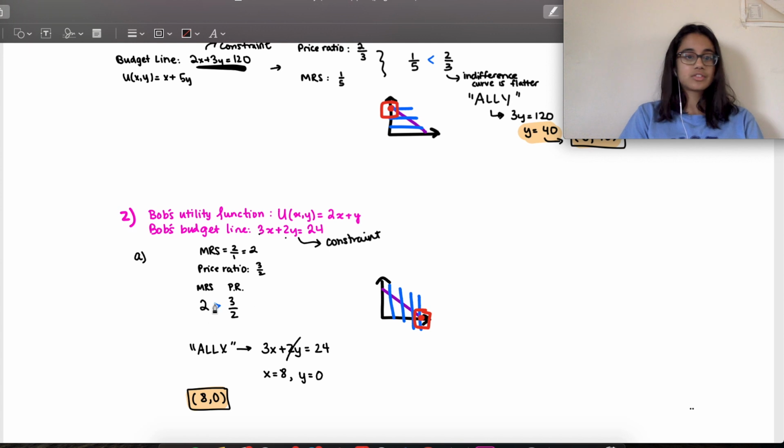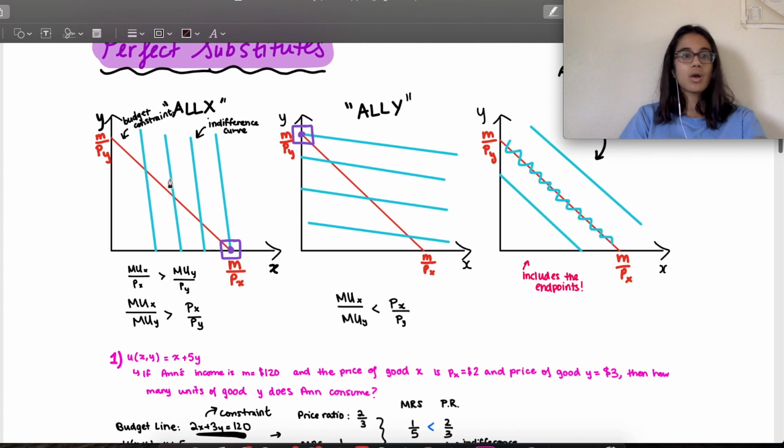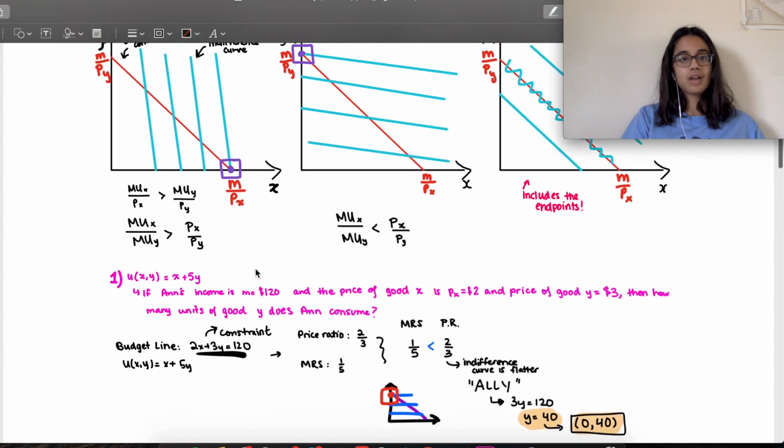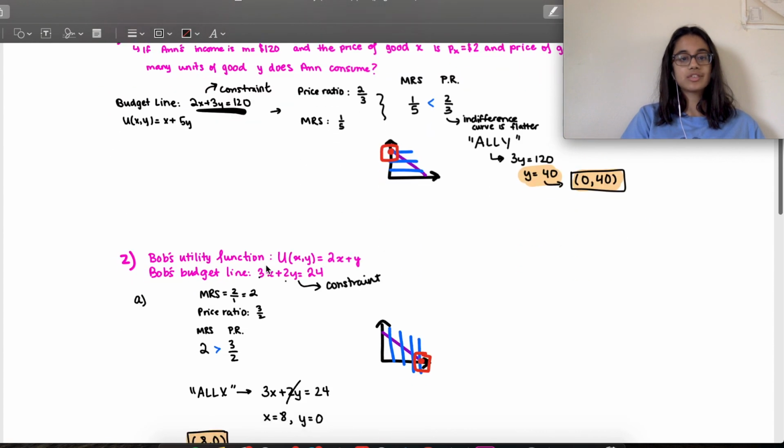Let's compare the two of them. I like to have my MRS in front when I'm comparing because that is my indifference curve. So I have 2. It's steeper. So my indifference curves are steeper than my budget constraint. Great. Which picture am I looking at? This one, because here my indifference curve is steeper, budget constraint flatter. So we're going to go all the way to an all X solution.